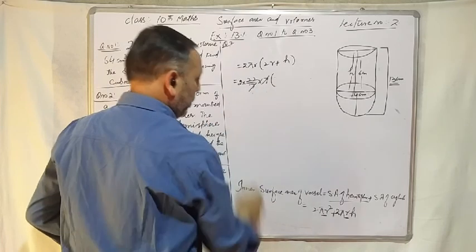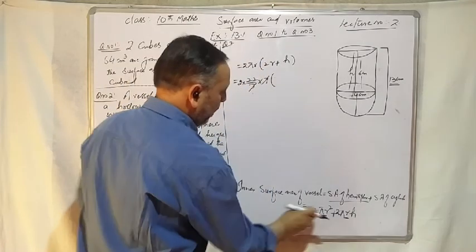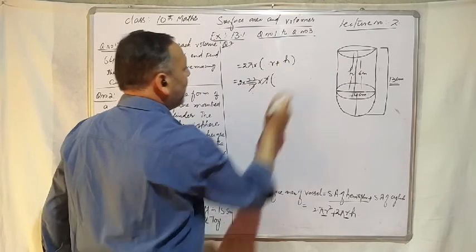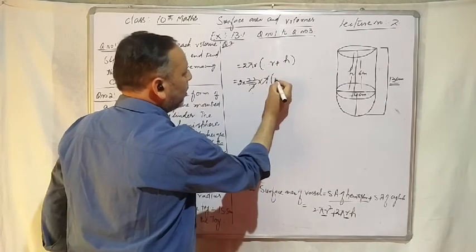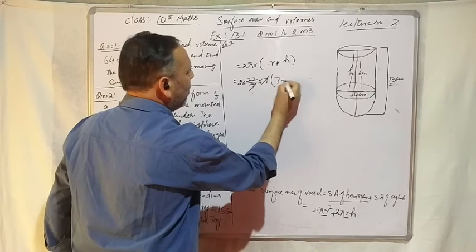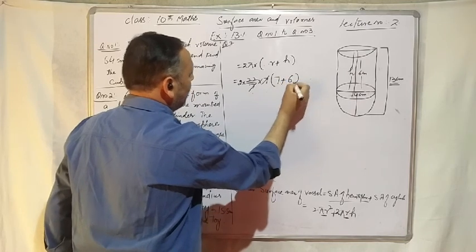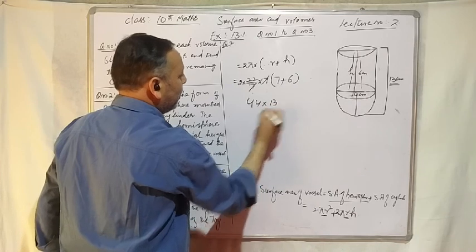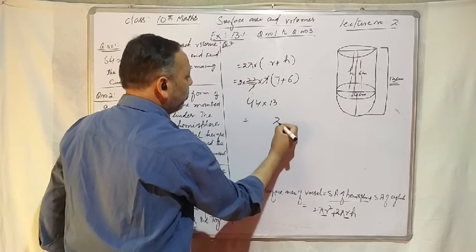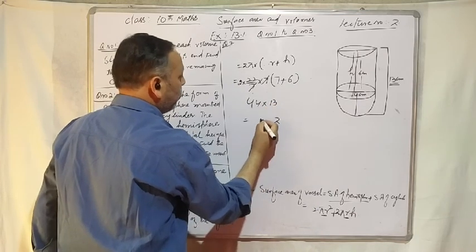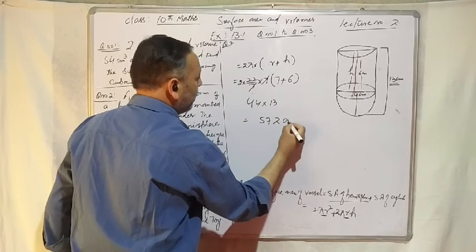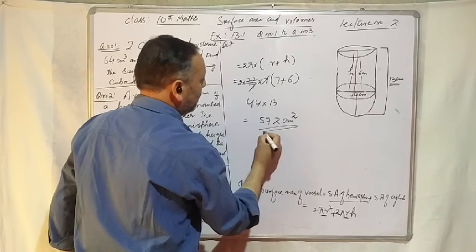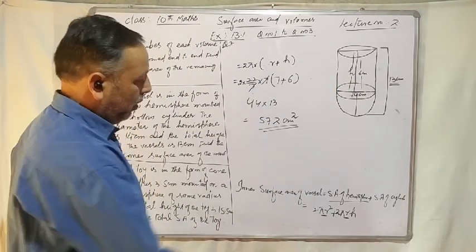So when I take 2 pi R common, it will be R plus H. R is 7 plus H is 6. So it is 44 into 7 plus 6, 13. 13 fours are 52, 5 carry. 13 fours are 52, 5 is 57. So it is 572 square centimeters is the inner surface area of the vessel.